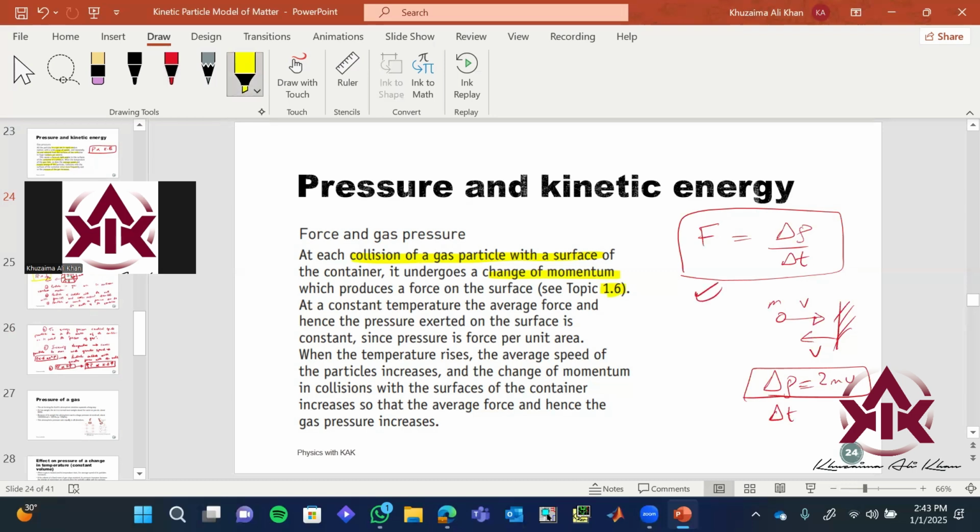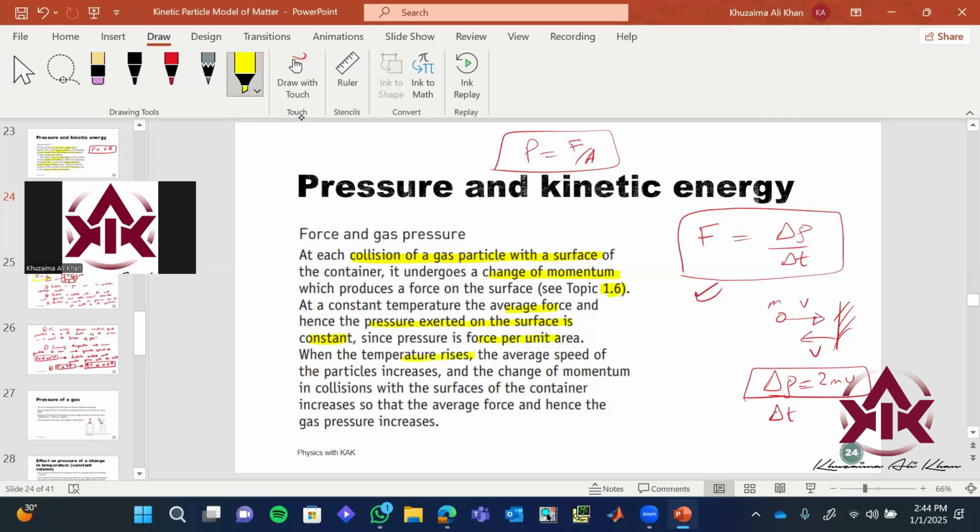So at constant temperature, the average force, and hence the pressure exerted on the surface, is constant, right? If you have a constant temperature, it will not cause the particles to move at higher speeds. So if it is moving with constant speed, the pressure remains constant, right? So what is pressure? Again, we have seen that pressure is basically force per unit area, right? Pressure is force per unit area, which is written over here.